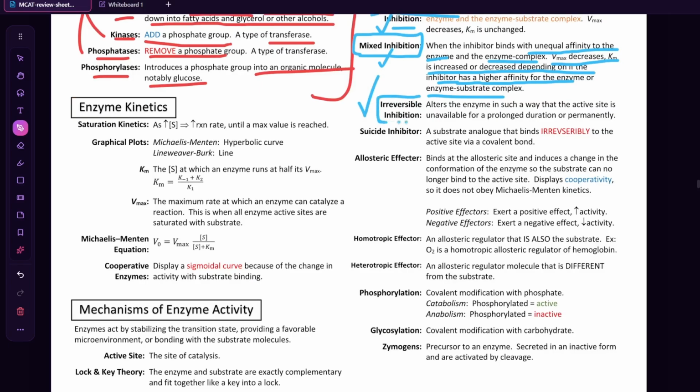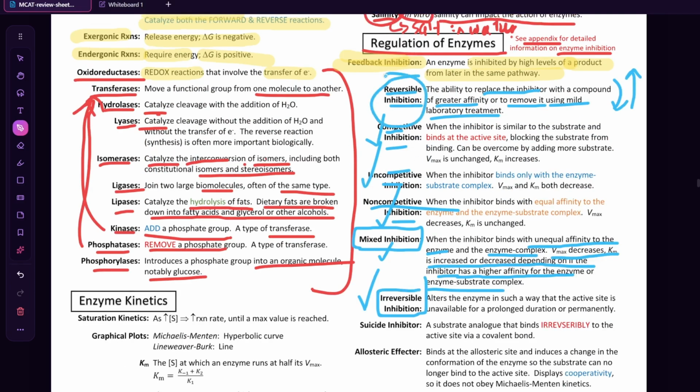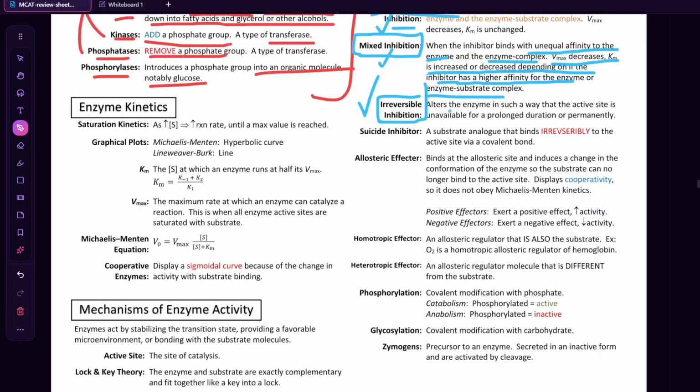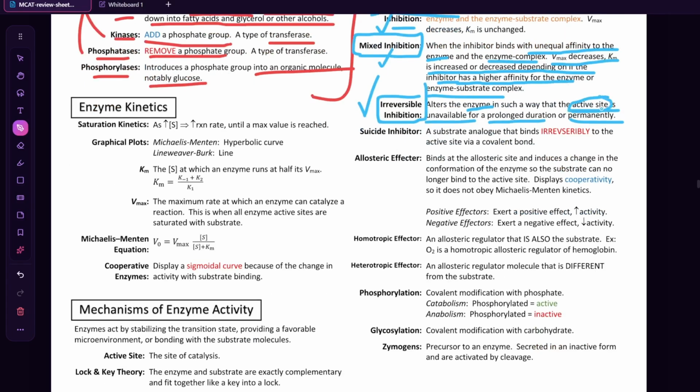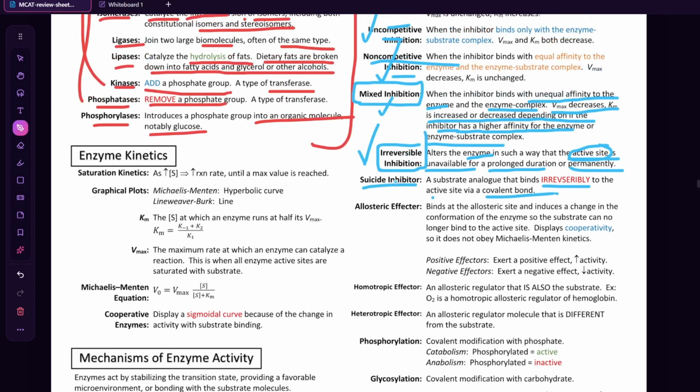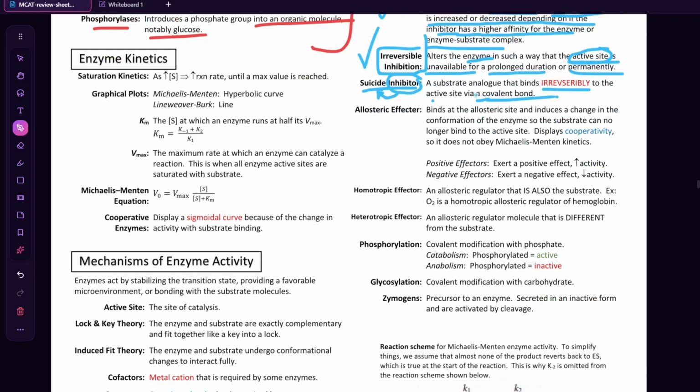Irreversible inhibition is the opposite of reversible inhibition. It is where the enzyme is altered in a way that the active site is unavailable for a prolonged duration, or even permanently. It kind of disables that enzyme's active site. A suicide inhibitor is a substrate analog that binds irreversibly to the active site via a covalent bond. So it's basically giving its life away, in other words committing suicide, to disable that active site by a covalent bond. So it's very irreversible.